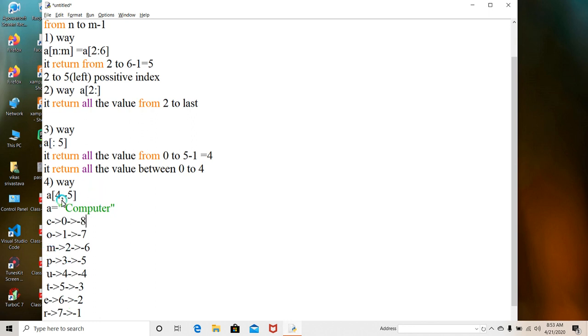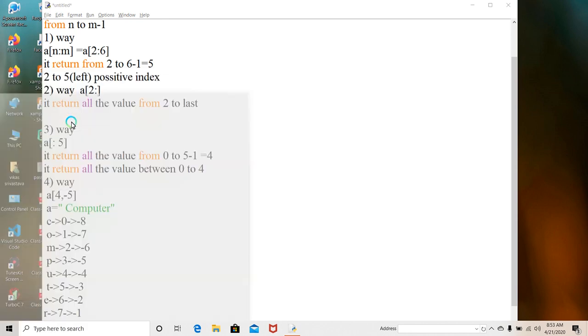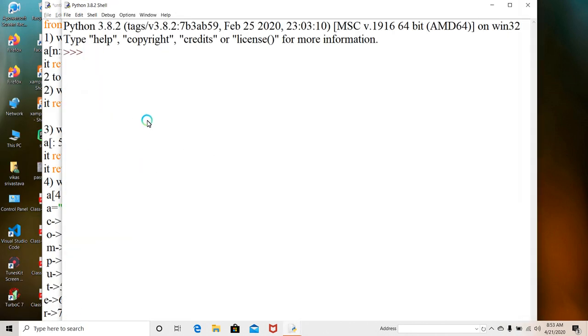So if we have passed here 4 to minus 5, that means from which index? From the fourth is here, and up to here it will show the error because it can't go in reverse. Let me show it one time. If we have written a is equal to computer and we have passed here 4 colon minus 5, it does not return any value.